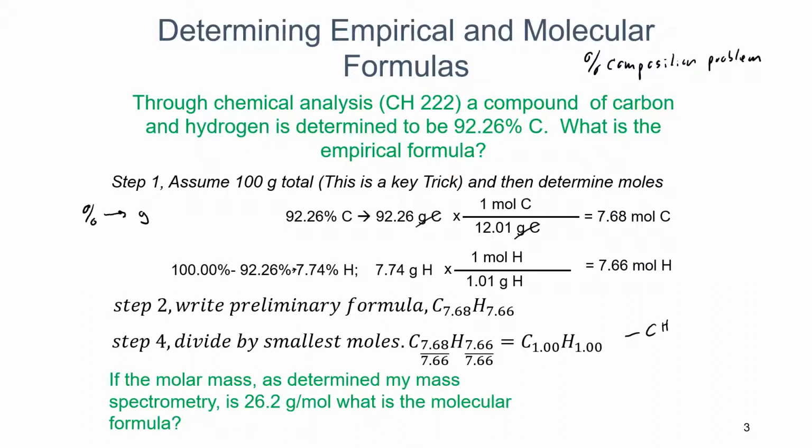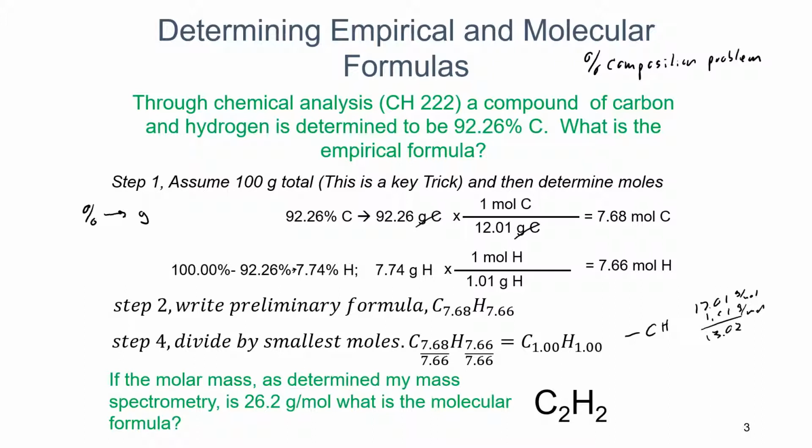And just like we did on the previous slide, if we determine that the molar mass of this compound is something greater than just 12.01 grams per mole plus 1.01 grams per mole, giving us 13.02, then we have to find out what the multiplier is. And we determined on the last slide that the multiplier between 13 and 26 was 2, so that compound winds up being C2H2.